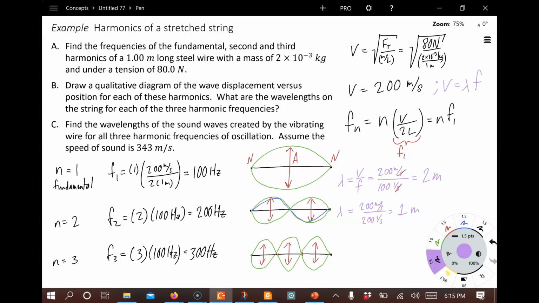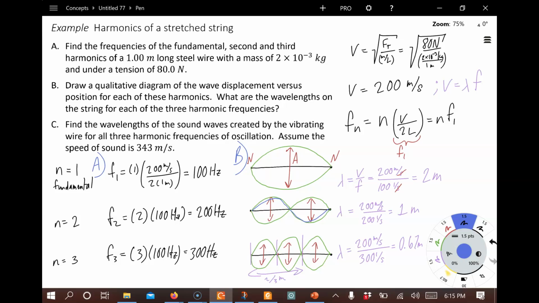And finally, for the last one, same equation again. 200 meters per second divided by the frequency, in this case 300 hertz, or 300 oscillations per second. That's going to give us 2/3 of a meter, or 0.67 meters. And you can see if you break this thing up into thirds, 1/3, 2/3, there's your wavelength. Since the whole thing's a meter, that's going to be 2/3 of a meter there. And so that would be our part B here, in a sense. This was our part A.